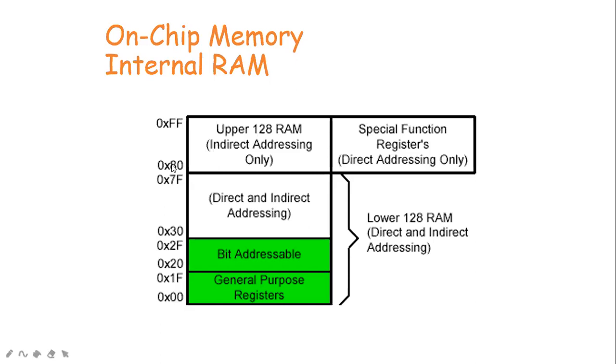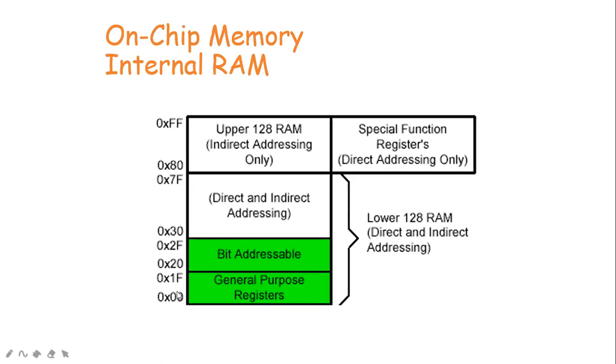And 80 to FF is the upper 128 bytes of RAM. Up to 7F is the lower 128 bytes of RAM, for direct and indirect addressing, and the upper 128 bytes of RAM is only for indirect addressing, and these are also used for special function registers. Direct addressing is only to access the special function registers.